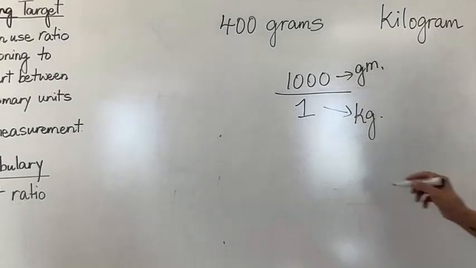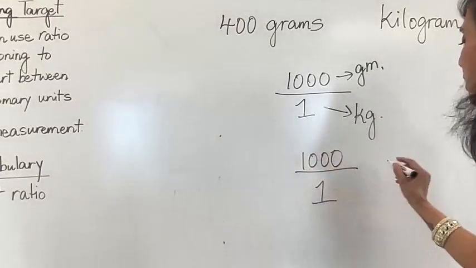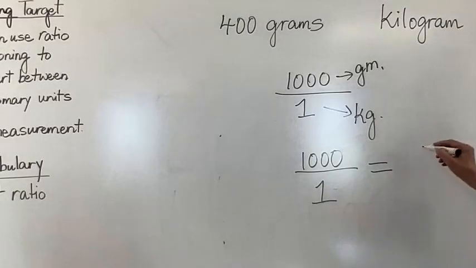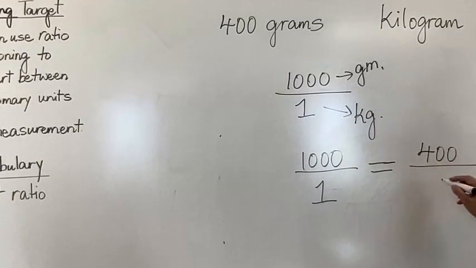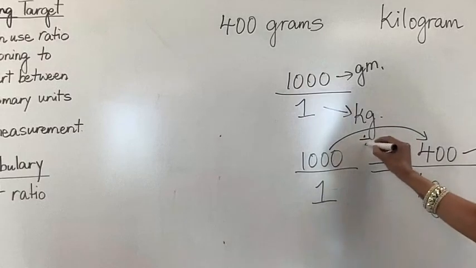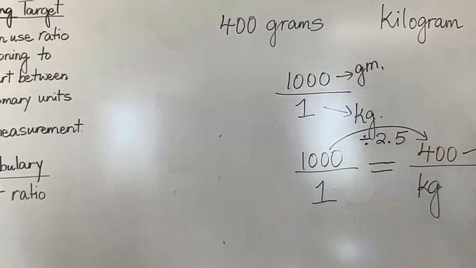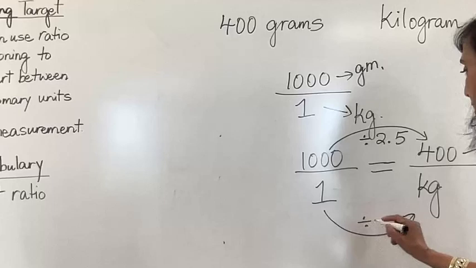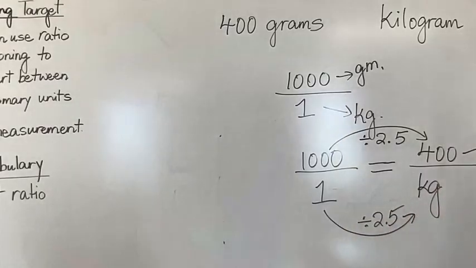So I'm just going to write it out. 1000 over 1 is equal to 400 grams over how many kilograms. In this case, I can see that if I take 1000 and divide it by 2 and 5/10, I will get 400. So whatever I do to the numerator, I do exactly the same thing to the denominator. I'm going to divide by 2 and 5/10, and so I get 4/10 kilograms.